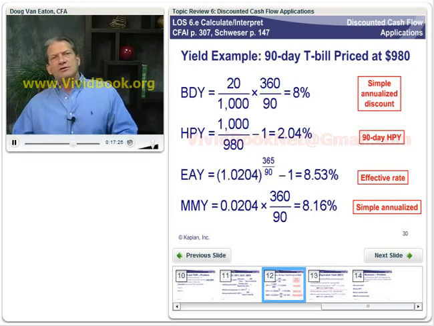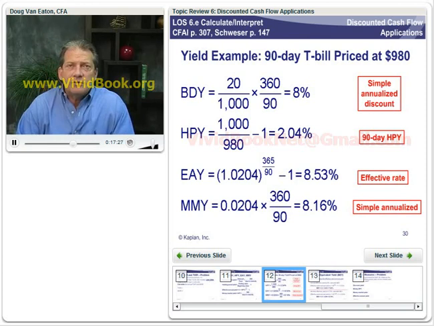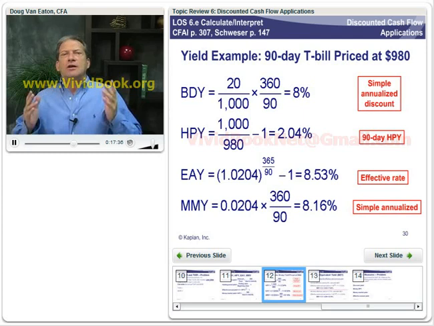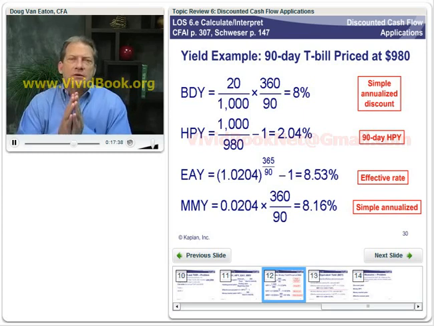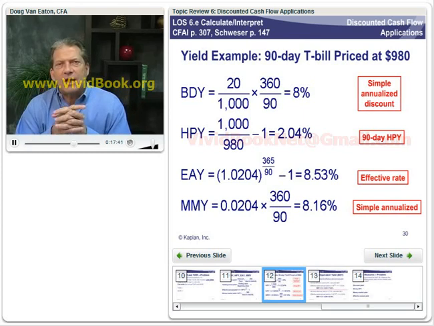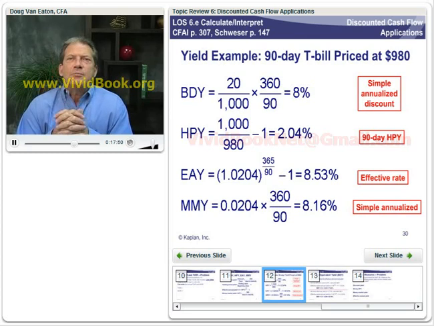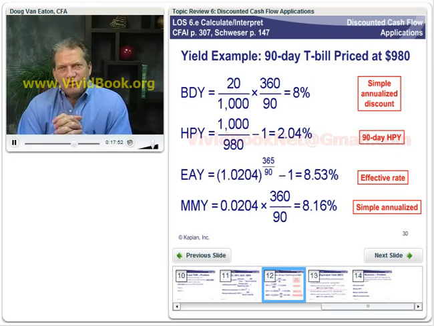So here's our example of these calculations. Say we've got a 90-day T-bill. It's priced at $980. It's going to pay $1,000 at maturity 90 days from now. First calculation, what's the bank discount yield? Well, $20 discount, $1,000 face value, that's a 2% discount. But it's a 90-day T-bill, so we've got to annualize that by multiplying by 360 over 90, which is 4. So we end up with an 8% annual discount yield.